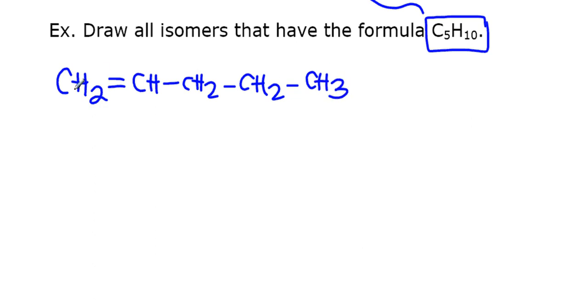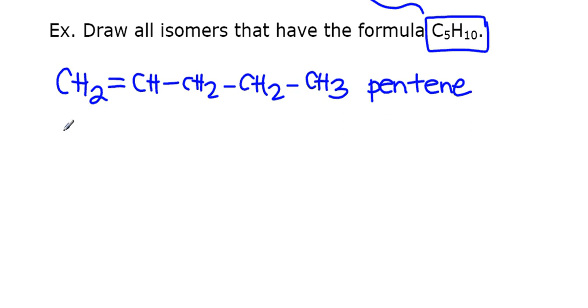If I name this one 1, 2, 3, 4, 5, this would be pentene. Naming what you draw is always a good idea because then you know for sure if you have something that's different or the same. As long as you take a step back and follow the rules, you'll know.